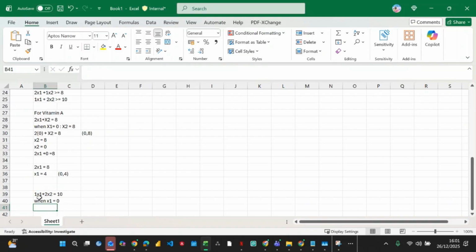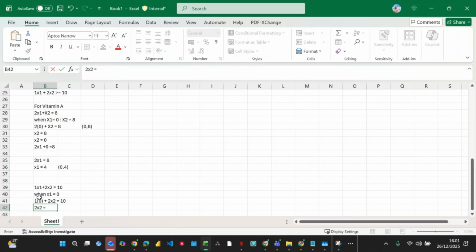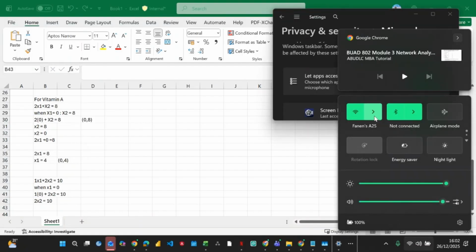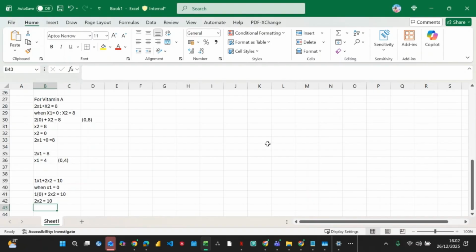Let's substitute just the way we did. x1 is 0, so this is 1 times 0 plus 2x2 equals 10. Now we just do the math, right? So 2x2 equals 10. Divide both sides by 2. Now what am I going to have?